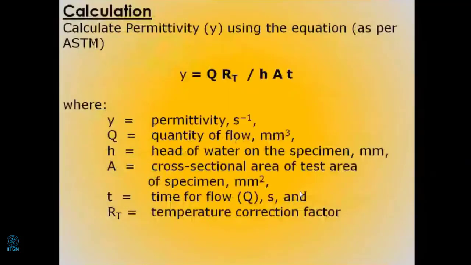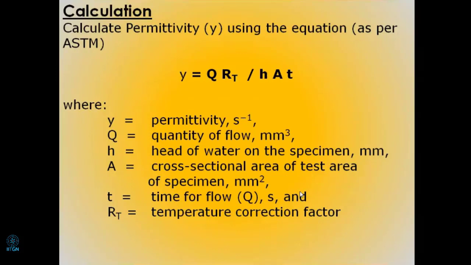This is the formula to calculate the permittivity, represented by Ψ, using the equation Q RT divided by H A T. H is the head of the water maintained. As per ASTM, you have to maintain a 50 mm head, but as per ISO, you have to maintain 4 different heads. A is the cross-sectional area and T is the time of collection of the water through the specimen in the jar. RT is the temperature correction factor. If your temperature varies from the standard, then you have to apply this correction factor. If you are maintaining that temperature in the laboratory, then there is no need for a temperature correction factor.